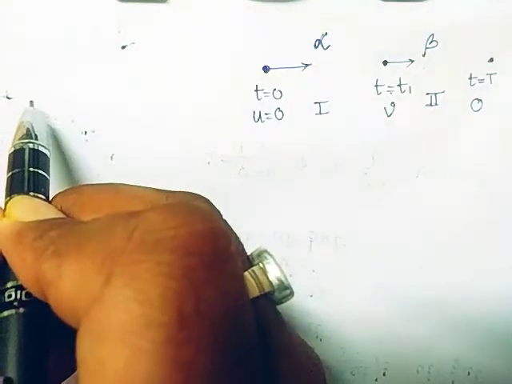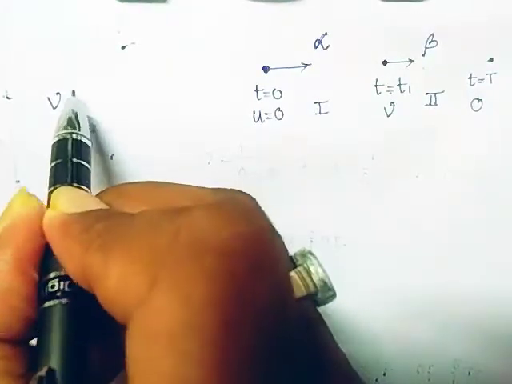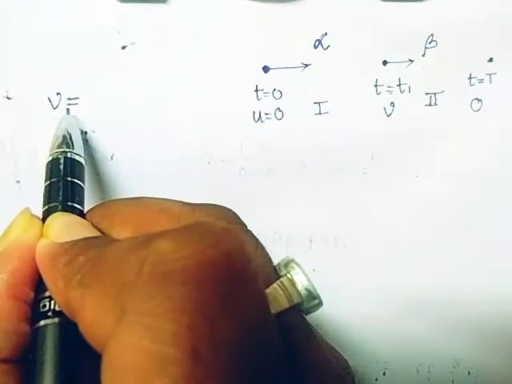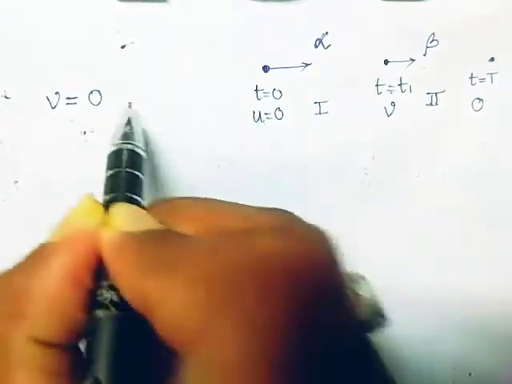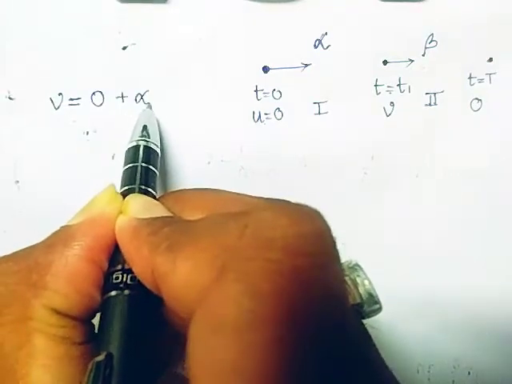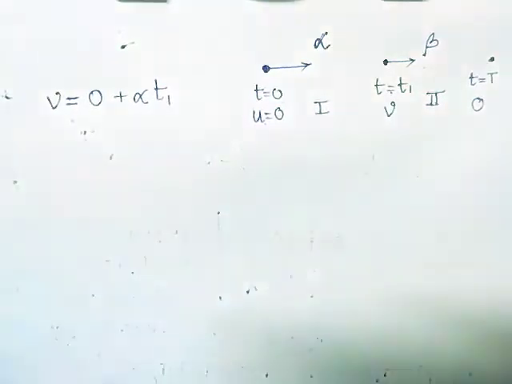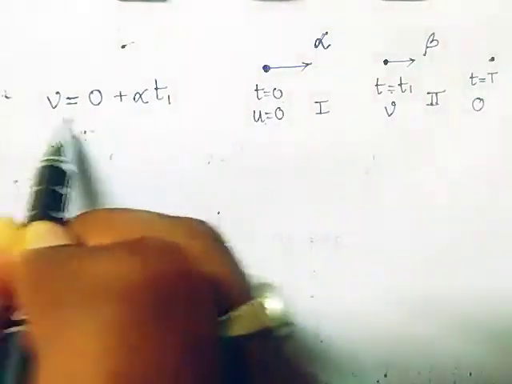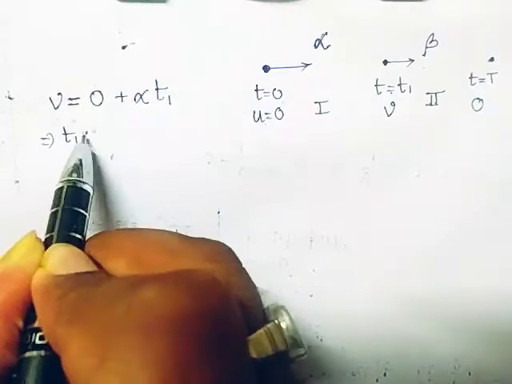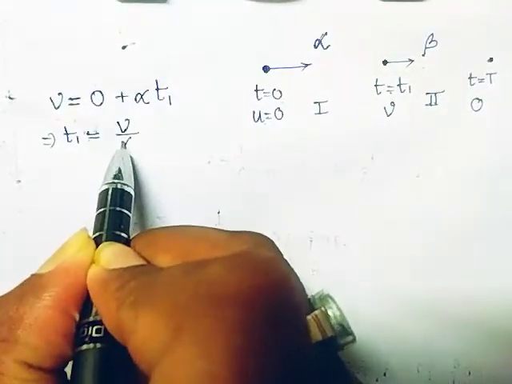So according to this, we can say that v, the final velocity, equals the initial velocity 0 plus acceleration alpha into the time. From here to here, the time is t1. So this is the first case. If I calculate the time t1 from it, then t1 equals v divided by alpha.